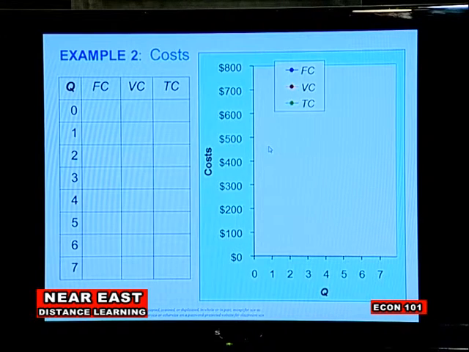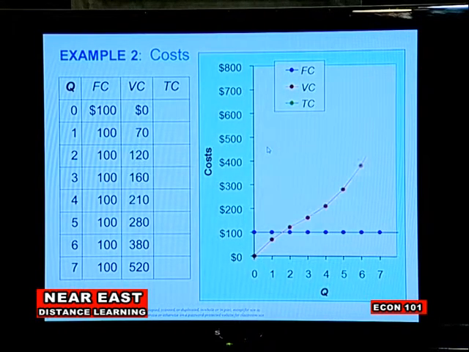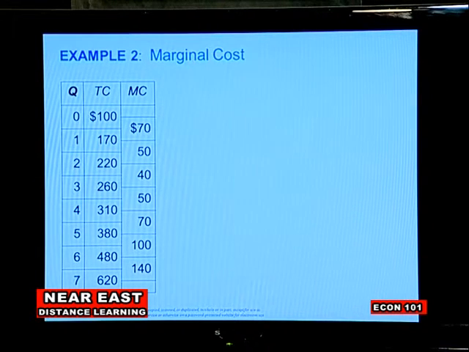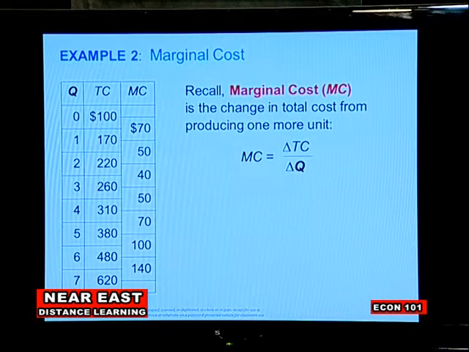This is our second example. So total cost equals fixed cost plus variable cost. As you see, the blue is fixed cost, the red is variable cost, and the green line is total cost. Variable cost is always between the fixed cost and total cost. The total cost curve is always at the top, because you add fixed cost and variable cost to find total cost. How do we calculate marginal cost? It is change in total cost divided by change in quantity.